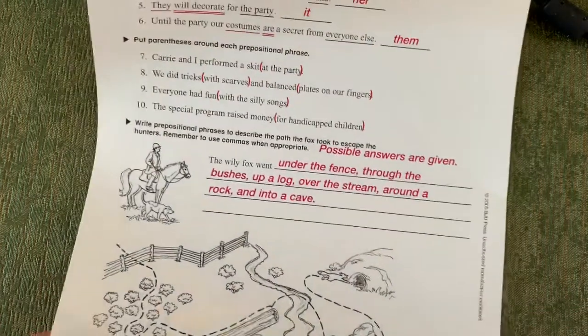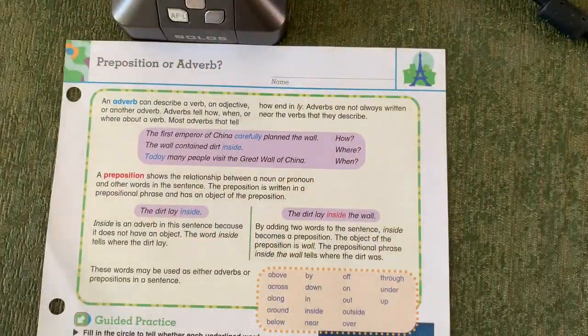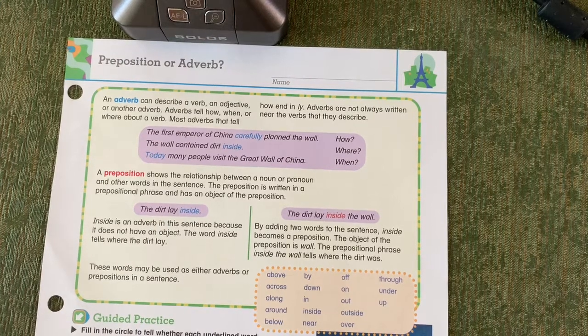Okay, let's take a look at workbook page 275, preposition or adverb. An adverb can describe a verb, an adjective, or another adverb. Adverbs tell how, when, or where about a verb. Most adverbs that tell how end in ly.